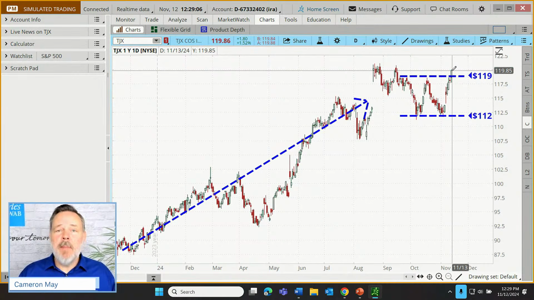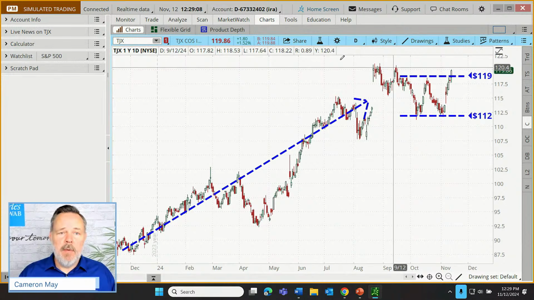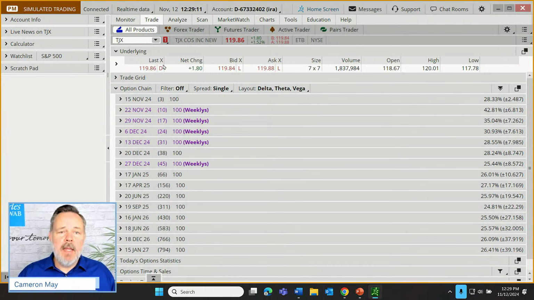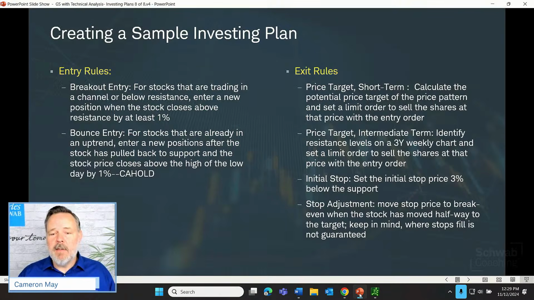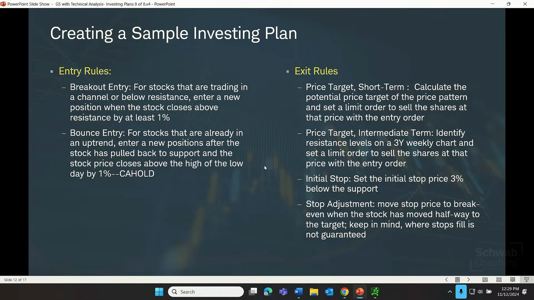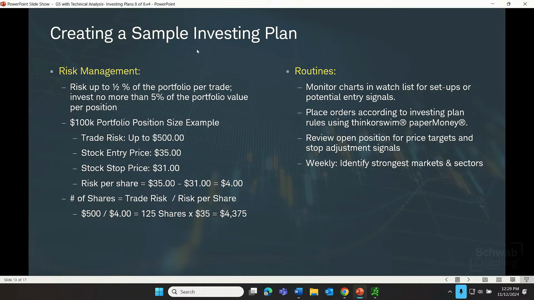So how do we implement this plan? Well, we go to our trade tab and we get ready to buy some shares. But first thing that we need to do before that is determine how many shares to buy. So continue with the creation of our sample investing plan. We need to discuss our risk management. So for this plan, let's say that we're going to risk up to 0.5% of the portfolio size. And our portfolio has grown and shrunk, and it's actually larger than what we started with right now.